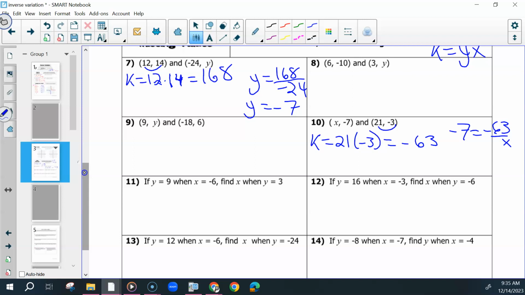Multiply by x. Multiplying by -63 would not do anything. It would not get rid of x. And then you have to divide. So x equals 9.